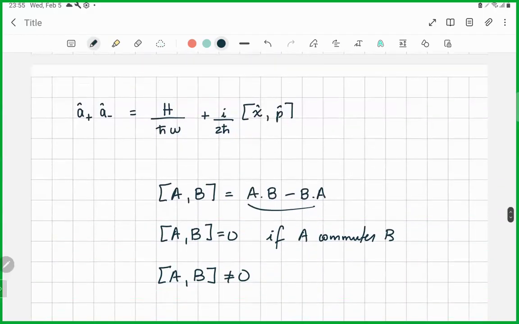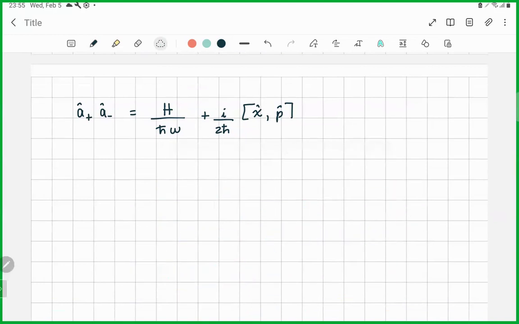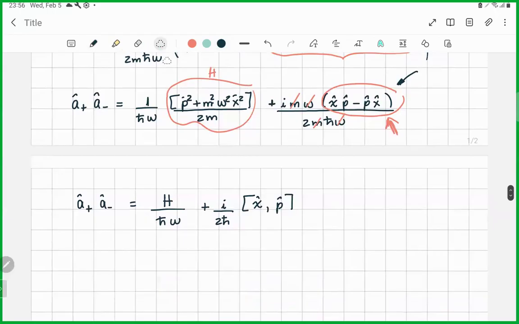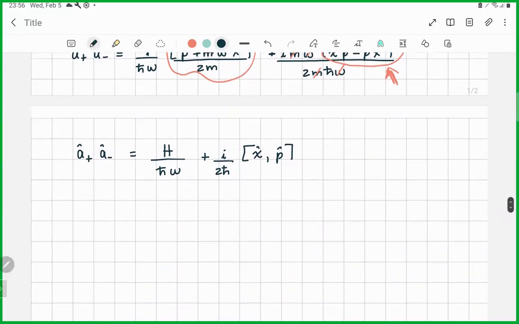But I need to tell you now, I'm saying that these two things, x and p, do not commute. We cannot just say that this is 0, but what we need to find now is, okay, it's not 0.